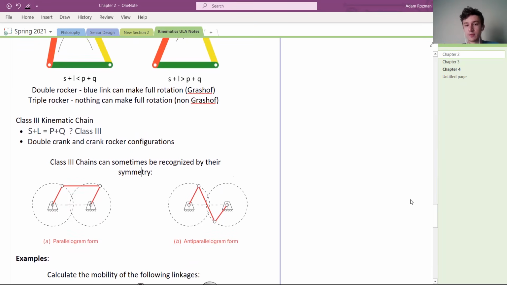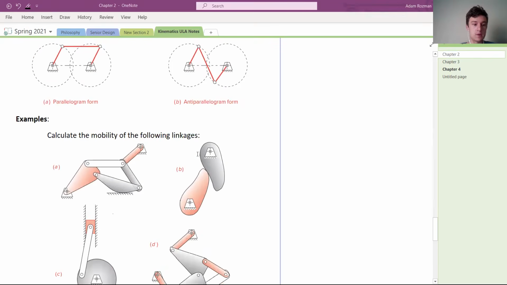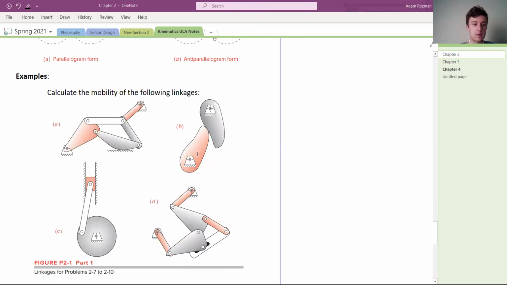So before we go on to doing some examples, are there any questions on chapter 2? Okay, does everyone kind of understand everything? Are there any holes? Okay. Well, in that case, I will, okay.